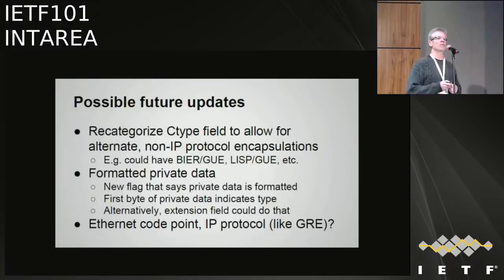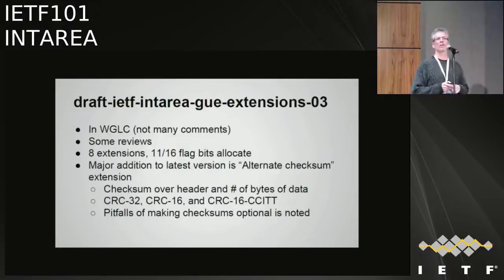The other draft is GU extensions. This is in version 3, again in working group last call. Not many comments. It has received some review. The current state is there are 8 extensions defined. And like I mentioned, they're really about the encapsulation. And 11 of 16 flag bits have been allocated. So the obvious problem here is we only have 16 flag bits. So what happens when we run out of flag bits because we add extensions?